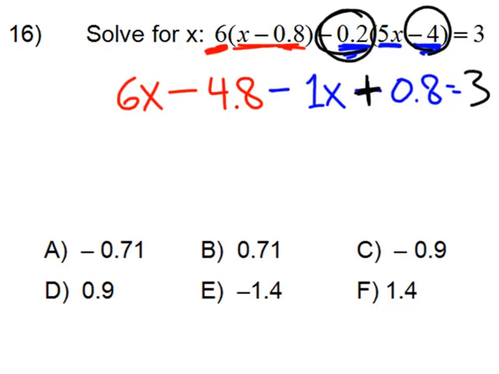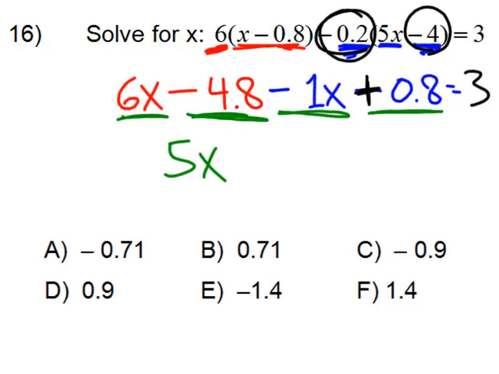All right, so again, that's a big part of the reason for including this question in the packet too. To really emphasize it, if you're not in the habit yet of distributing negatives correctly, you're going to need to get there. We now combine our like terms. So let's see. The 6x and the minus 1x together will give us a 5x, a negative 4.8, and then this positive 0.8 will just give us a negative 4, or minus 4 equals 3.